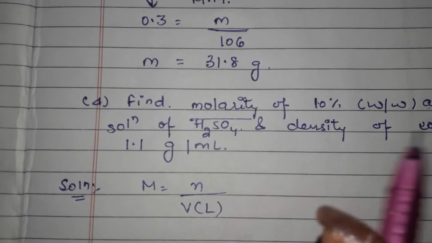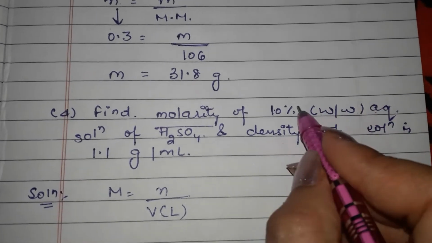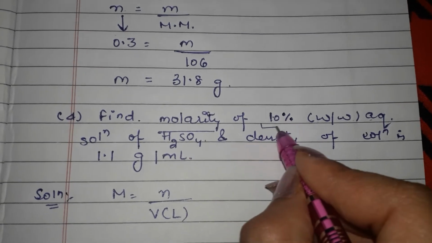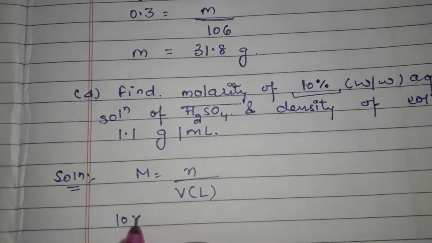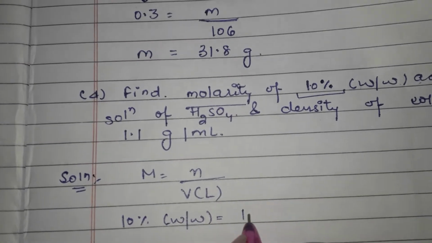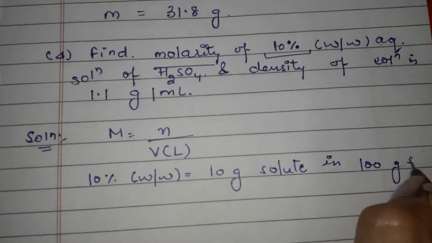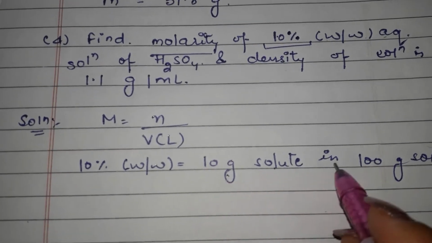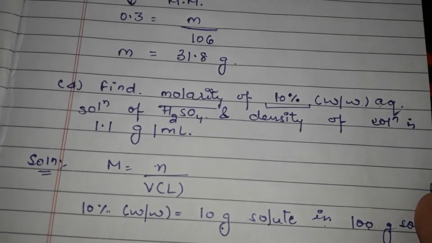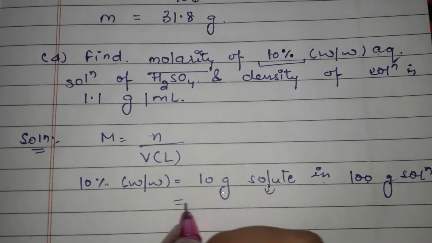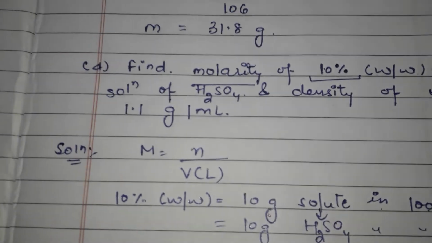I have no given mass, no given volume. Now what do I have to do? But here the different thing is 10%. We have to use 10%. 10% weight by weight means 10 gram of solute in 100 gram solution, right? Here the solute is sulfuric acid. That means 10 gram sulfuric acid in 100 gram solution.